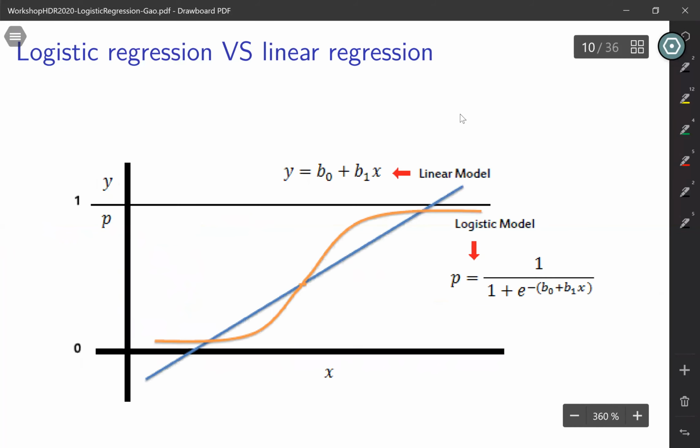Now, many people may wonder, what's the difference between logistic regression and ordinary linear regression anyway, right? So recall the linear regression model. This is a simple linear regression model. Of course, here it's just one variable, X. So everybody knows the graph is a straight line. So you see this blue line. This is the graph of the linear equation, right? Everybody knows that.